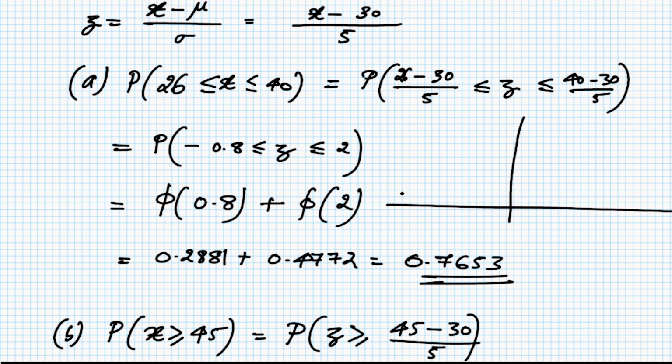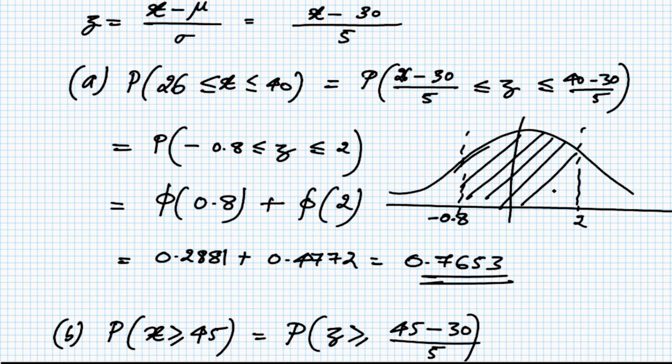This is the curve. One value they are asking about is here, that is minus 0.8, and another value is on the right side, that is equal to 2. Now you see the total area is required. This is the question. When I calculate phi of 0.8, I get the left side, and phi of 2 will give you the right side. So you are supposed to add. Is that okay? Yes, sir. All right.